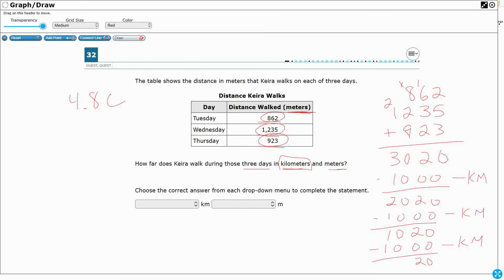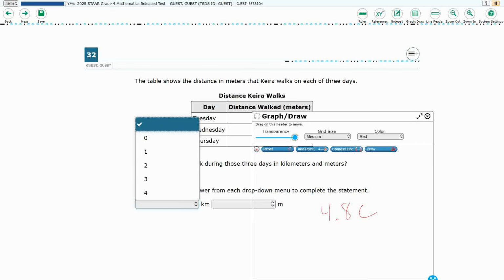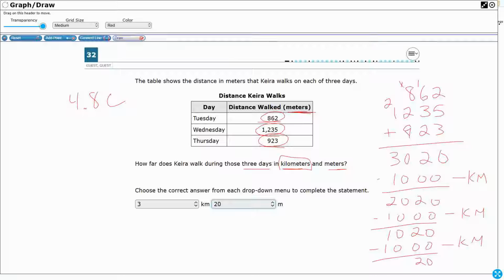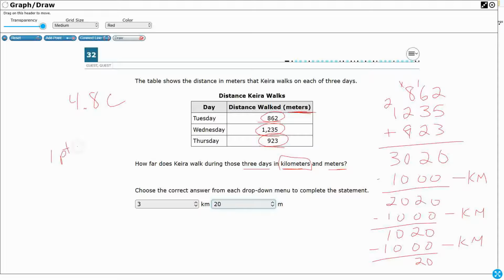So how many kilometers do I have? Well, I've got 3 kilometers, and I had 20 meters left over. So this is once again a 1-point problem, even though there are 2 drop downs. You either get it right or you don't. And so this is definitely a little bit more challenging. We only had 35% of our students get this right, and 65% basically got it incorrect. This was the 4th hardest item on the test.